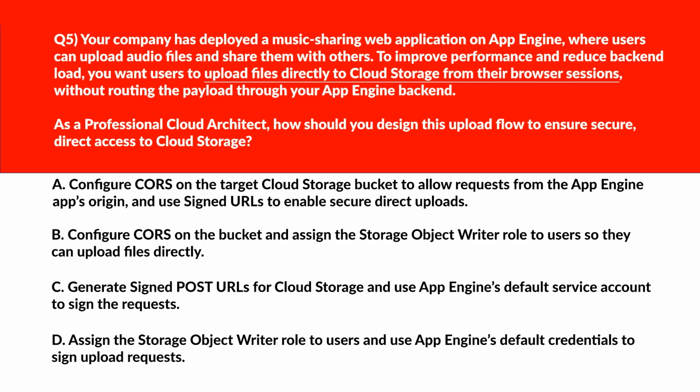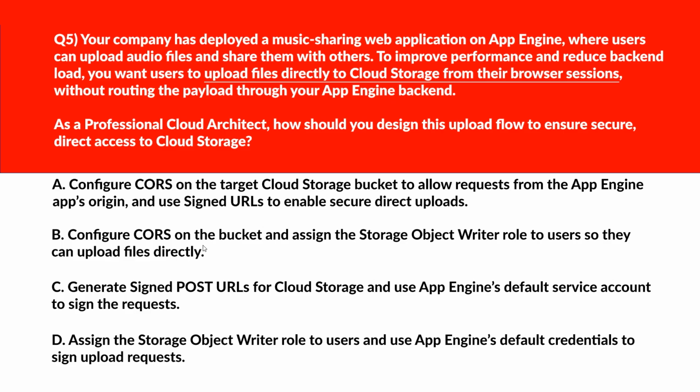Alright, we have a brainstorming question this time. Option A says configure CORS on the target Cloud Storage bucket to allow requests from the App Engine app's origin, and use signed URLs to enable secure direct uploads. So this option enables secure direct uploads from the browser without exposing credentials or routing through the backend. Let's keep it. We'll move to B.